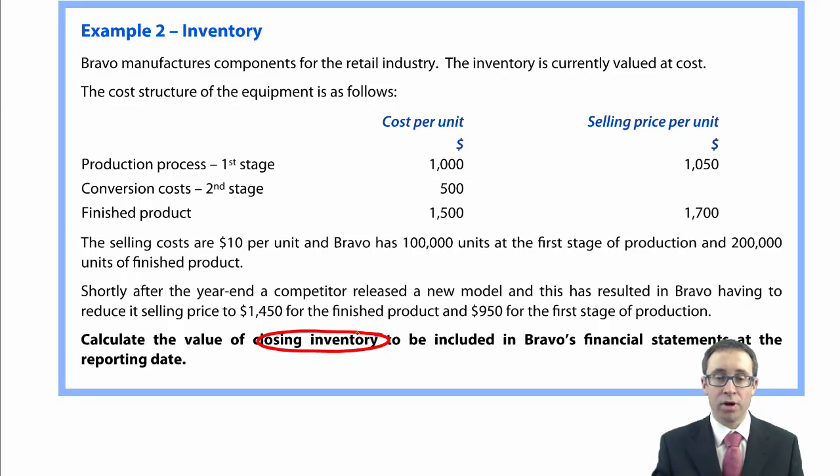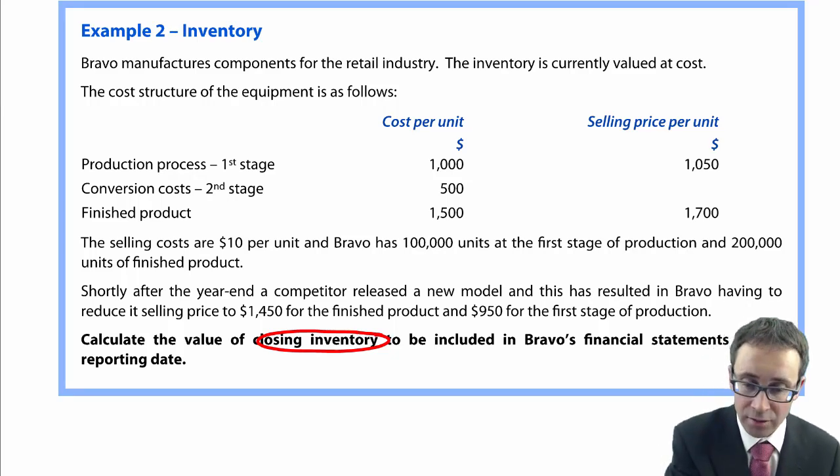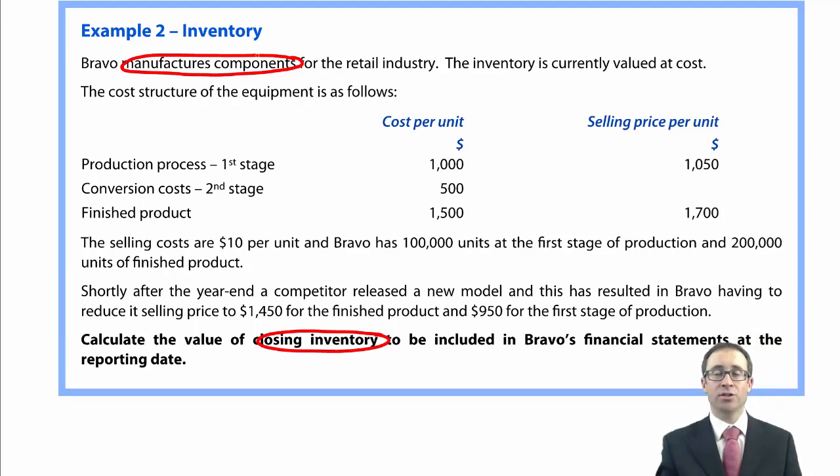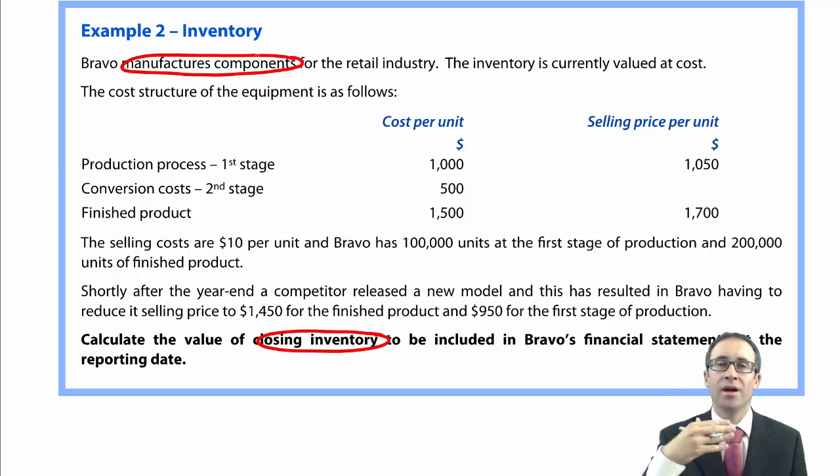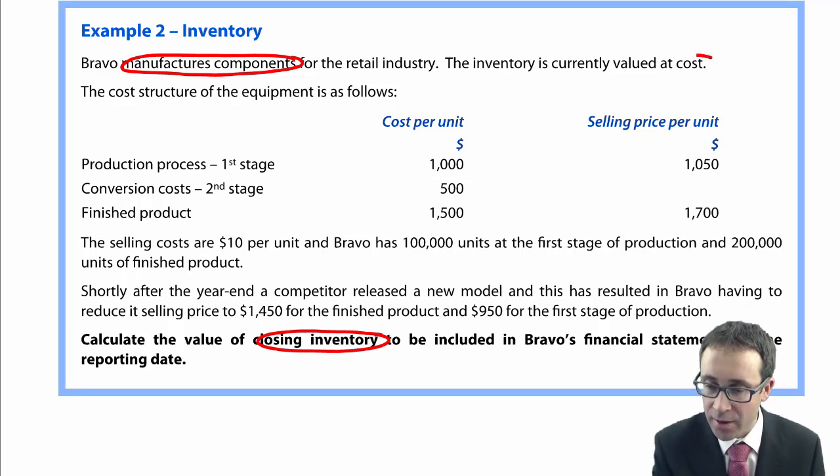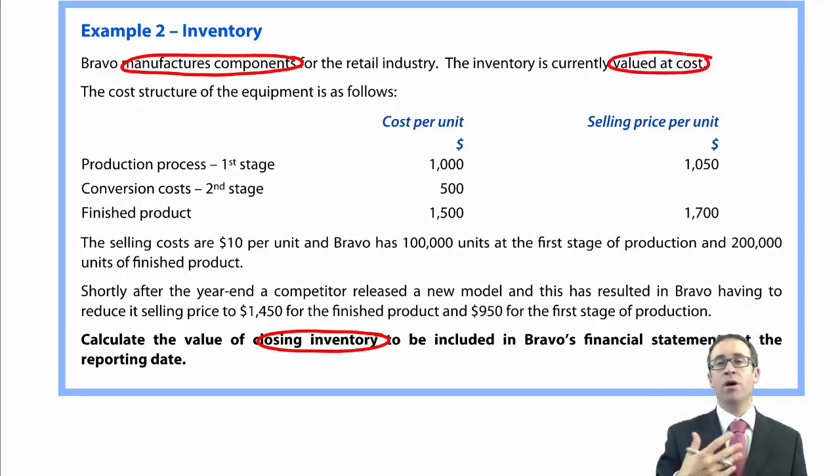And what you've got there is Bravo is a manufacturer. It manufactures components for the retail industry. So if it's manufacturing, it's likely to have raw materials, work in progress, and finished goods. So it goes through a process. It has stages of production. It says the inventory is currently valued at cost. If we work out that the NRV is lower, then we would need to have an inventory write down.